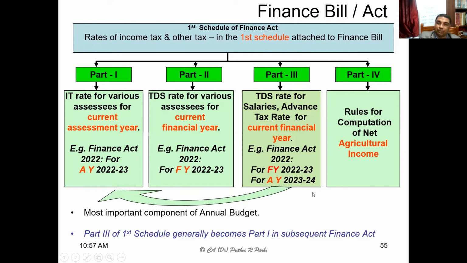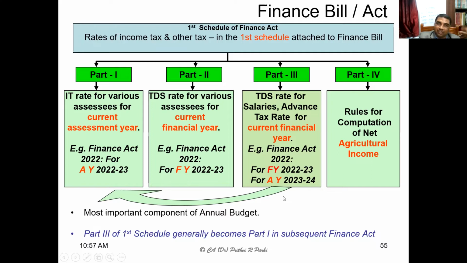For assessment year 23-24, what will be the income tax rate? That will be there in Part 3 of the First Schedule to the Finance Bill. Understood? Yes, sir. Assessment year 23-24 has not yet started. It will start on 1st April 2023 and end on 31st March 2024. But the rate applicable to that assessment year is informed to you much in advance.